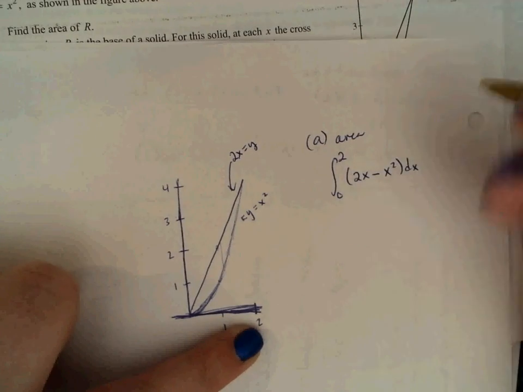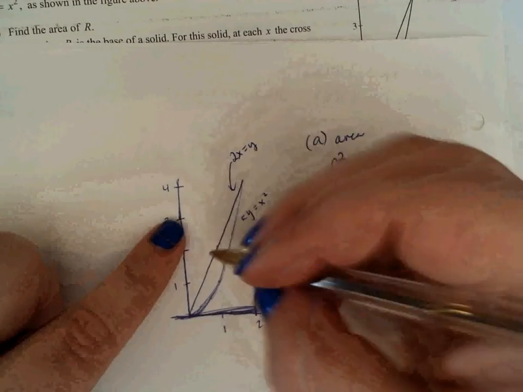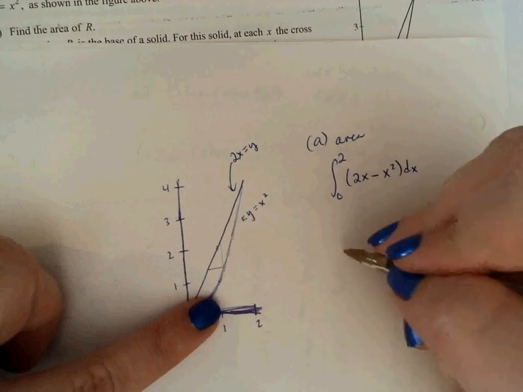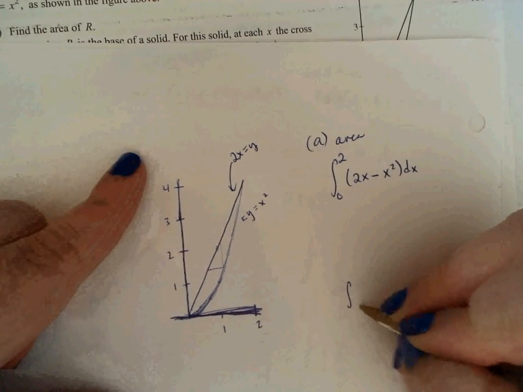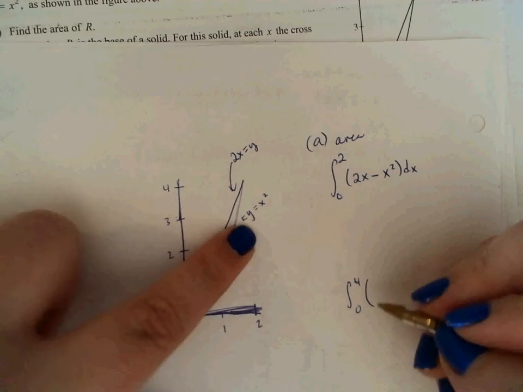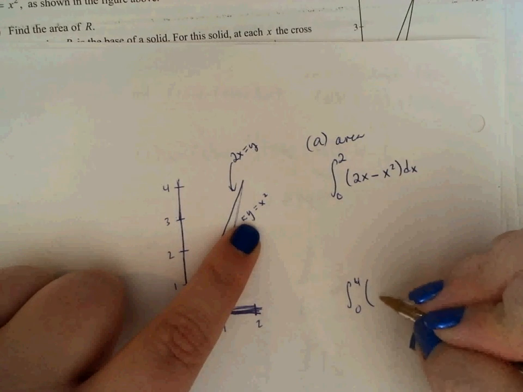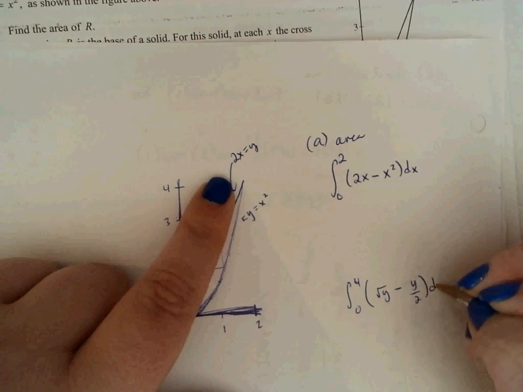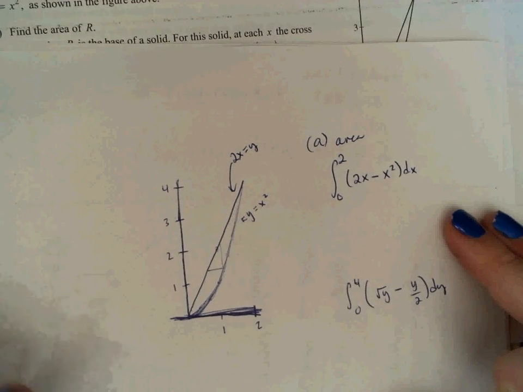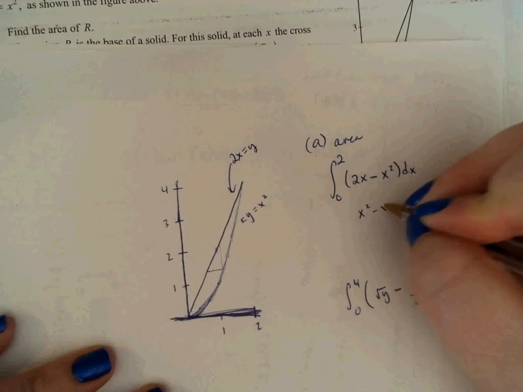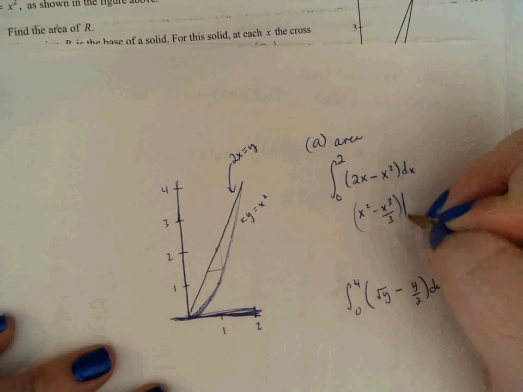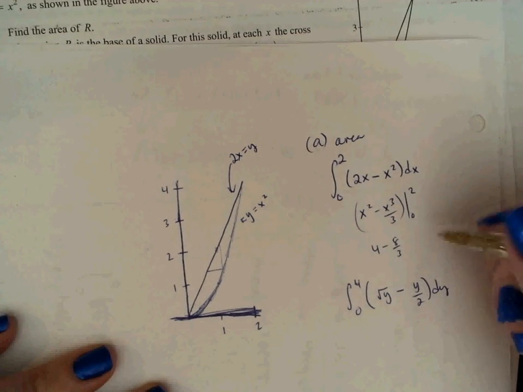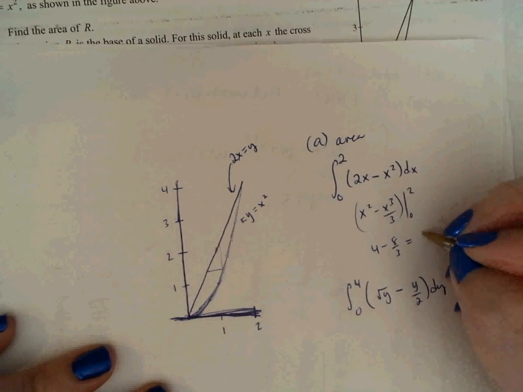Or we can do right minus left, in which case we're going up the y-axis, so horizontal strips up the y. So that would be the integral from 0 to 4. The right-hand function would be this one, so it would be the square root of y minus, and then y divided by 2. But either way, it would get you the same answer. So we should get x squared minus x cubed over 3, evaluated from 0 to 2. So that would be 4 minus 8 thirds, and then minus 0. And 4 is 12 thirds, so 12 thirds minus 8 thirds is 4 thirds.